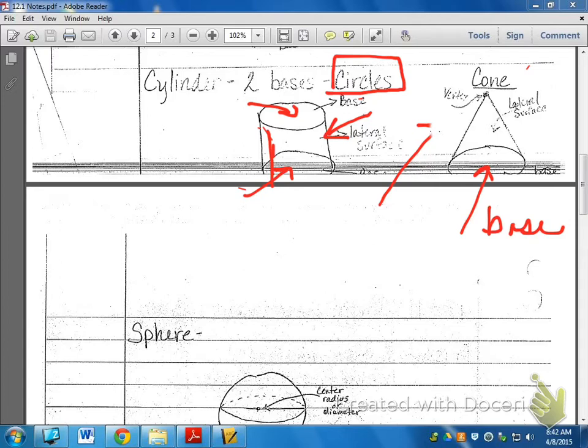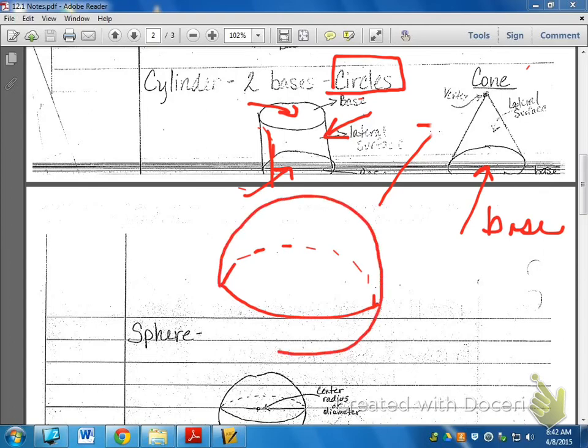And then finally, the last thing is a sphere. The only thing that I can tell you about the sphere, so I'm going to draw one right here so you can see, is you've got the center point, and you would be told either about the radius or possibly about the diameter, but there's really not a whole lot else we can talk about a sphere. Are there any questions about those?